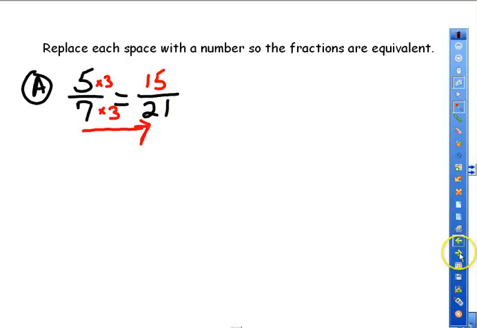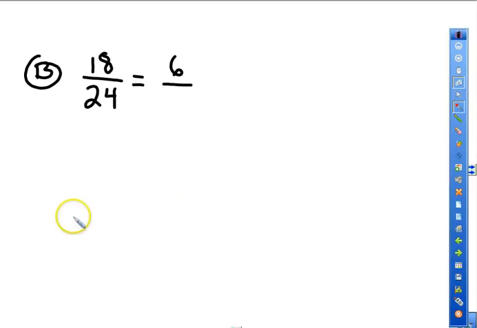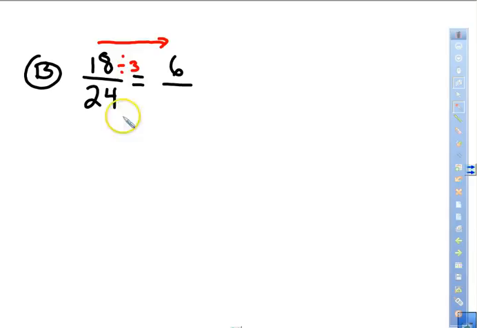Okay, so let's try the next one, and I'll let you go ahead and hit pause and solve. Now for this problem, again, we're starting with the completed fraction and going towards the one that we're trying to find. And since it is going from 18 to 6, we are getting smaller. Therefore, we would have to divide, and 18 divided by 6 will give you this answer, which is 3. So we're going to divide this by 3 as well, and we get 8 for an answer. So 6/8 would be my new fraction that is equivalent to 18/24.